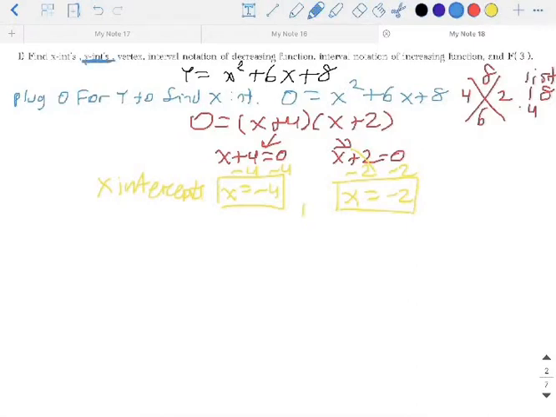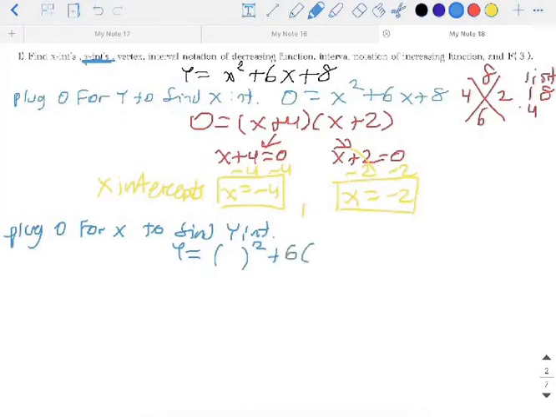Now to find the y-intercept, just like the previous slide, we plug 0 for x. Calculating the y-intercept is usually easier than finding the x-intercepts, where all you need to do is plug in 0 for x. 0 to the second plus 6 times 0 plus 8. The result becomes 0 plus 0 plus 8, which in the end becomes 8. So the y-intercept is at 8.